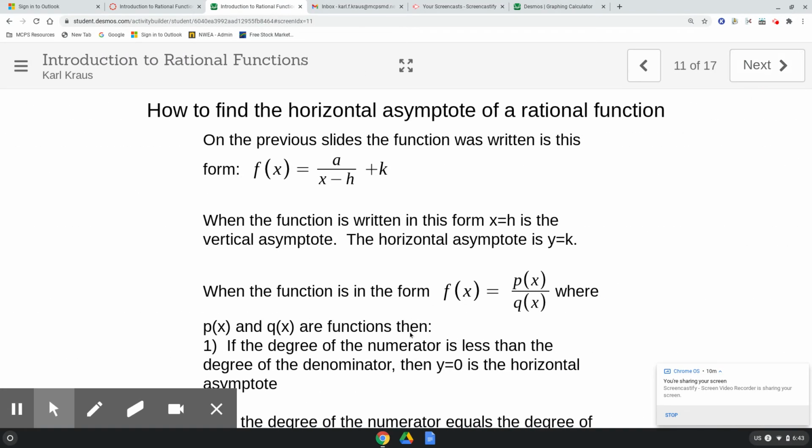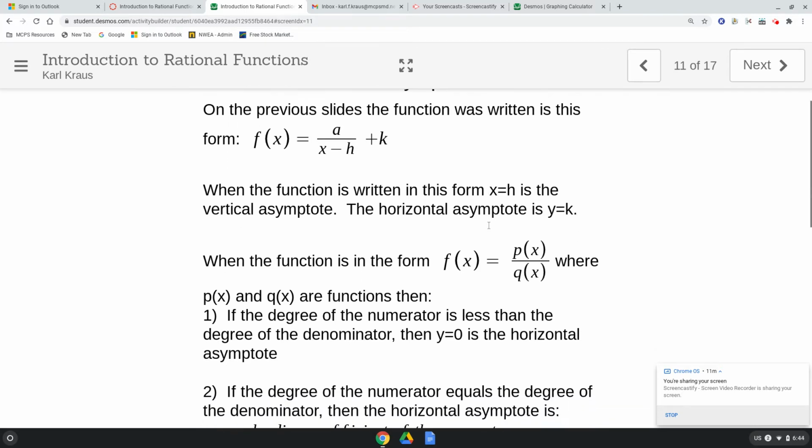How do we find a horizontal asymptote? On the previous slides, the function was written as f of x equal a over x minus h plus k. When the function is written in this form, x equal h is the vertical asymptote, whatever makes the denominator 0, and the horizontal asymptote is y equals k, whatever is added or subtracted here.